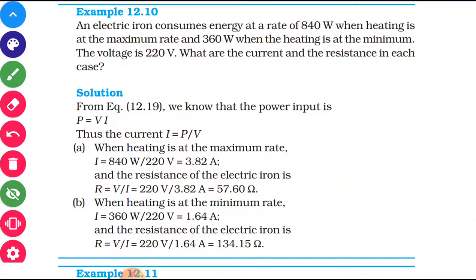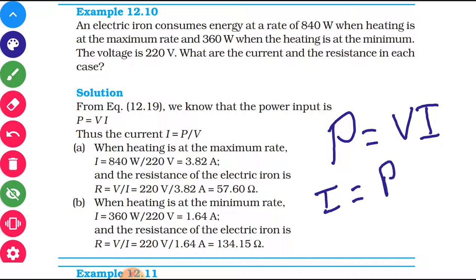As you know, P is equal to V into I. Now, making I the subject of the formula, I is equal to power upon voltage. So the current can be found easily: 3.82 ampere. And the resistance of the electric iron, R, is equal to V upon I. So V is 220 volt, current which we got is 3.82, so 57.6 ohm will be the resistance.